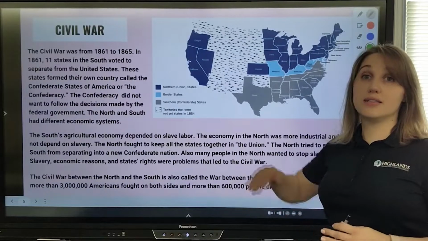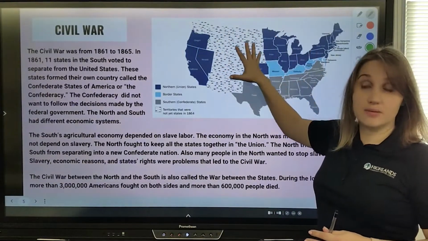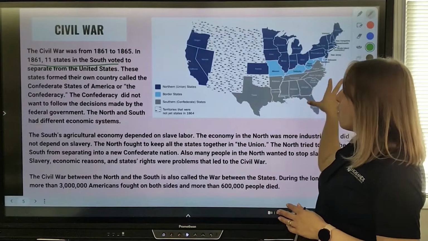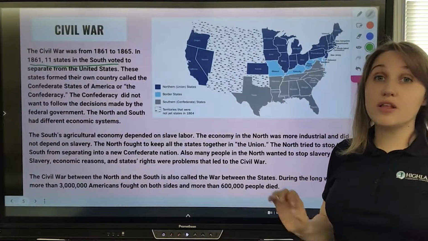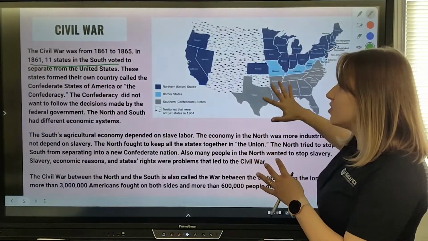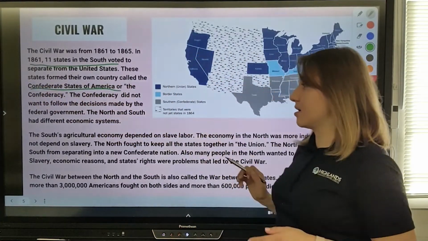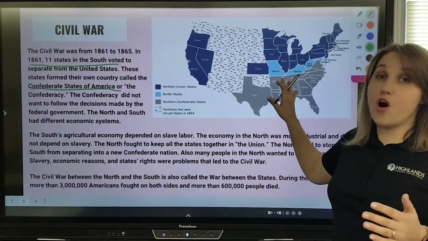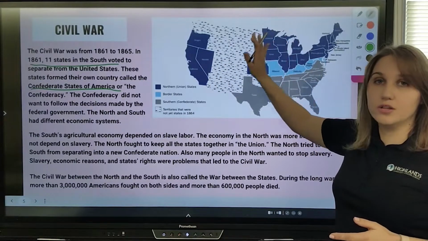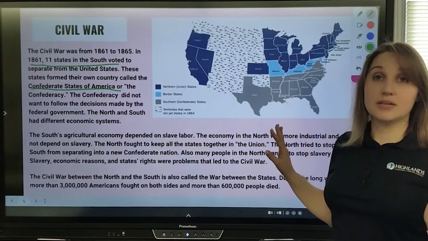The next war is the Civil War, or in other words, the war inside the country. In 1861, 11 states in the South voted to separate from the United States. These states created their own country, which was called the Confederate States of America. They didn't want to follow the rules that were made by the federal government and applied to the whole country. The North and the South had different economic systems.